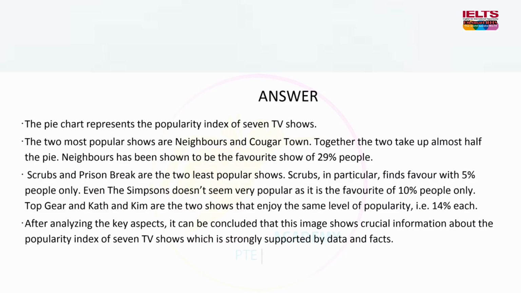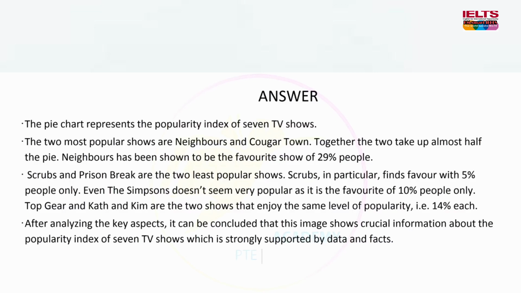The pie chart represents the popularity index of 7 TV shows. The two most popular shows are Neighbors and Cougar Town. Together the two take up almost half the pie. Neighbors has been shown to be the favorite show of 29% people.